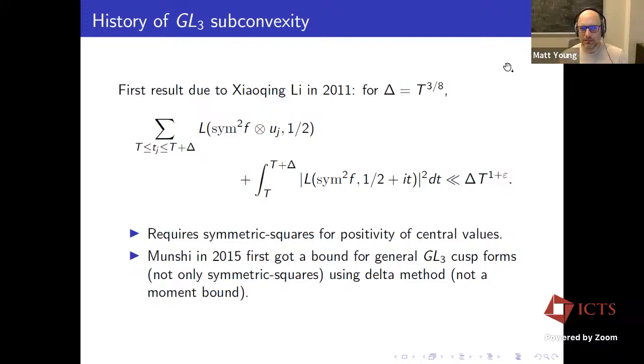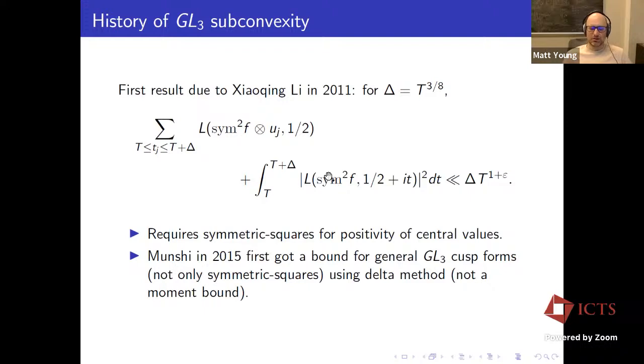The first subconvexity result for GL3 was a big breakthrough by Xiaoqing Li in 2011. She studied this problem, so it's a GL3 cross GL2 problem. She fixes this symmetric square of f. You might think of the symmetric square of a Ramanujan delta function that's fixed once and for all. And then she sums over Maass forms u_j, summing over the spectral parameters in some kind of narrow window, and evaluates them at the central point 1/2.